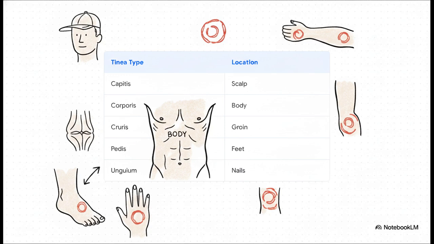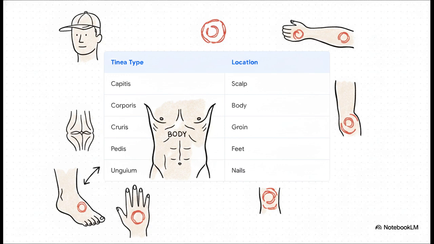Capitis is the head, like a cap. Corporis is the body, like a corpse. Cruris is the groin or crural folds. Pedis is the foot, like a pedal. And unguium targets the nails. If you just know this map, you instantly know the location of the infection without having to guess.